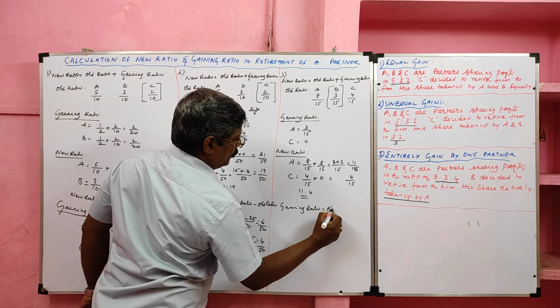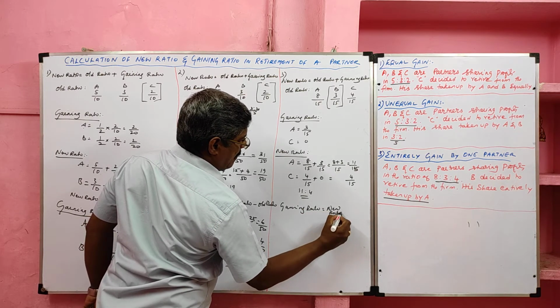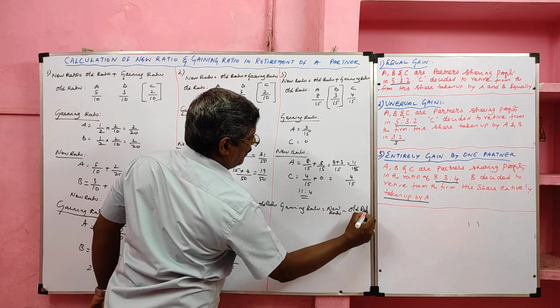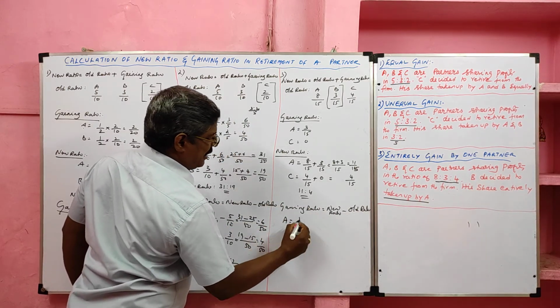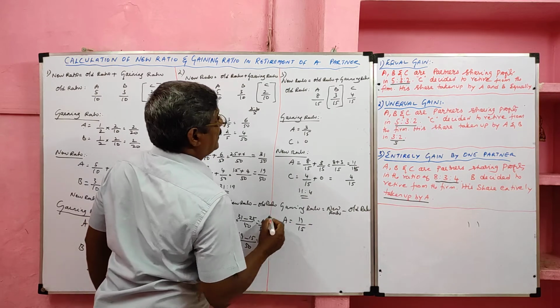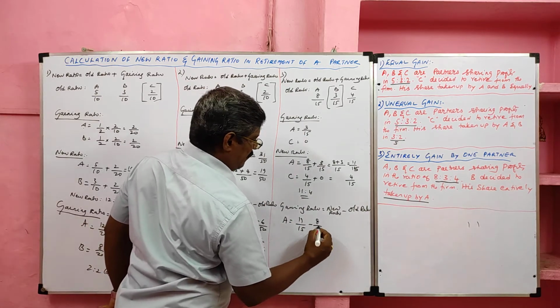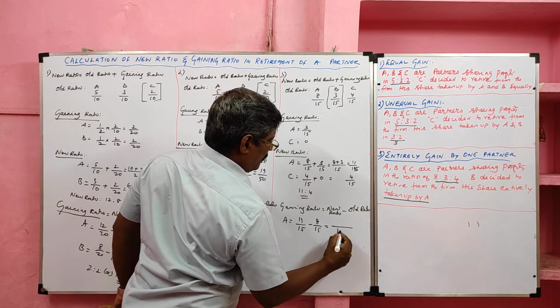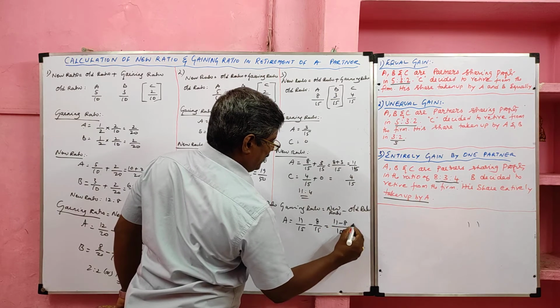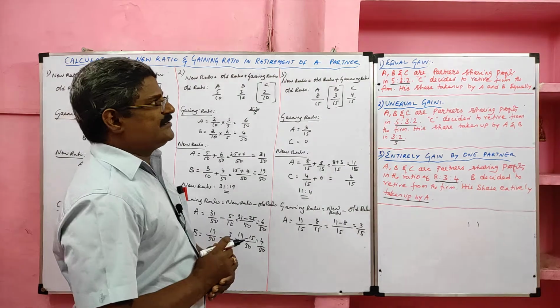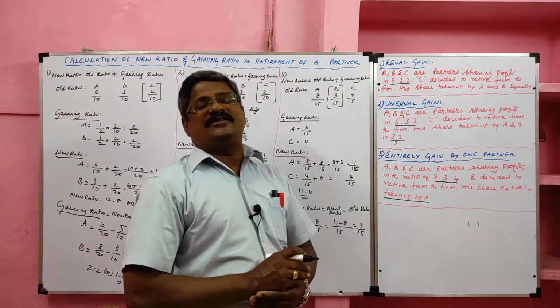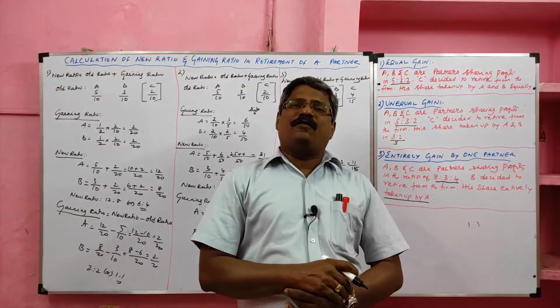Formula is new ratio minus old ratio. We have to find gaining ratio only for A. A's new share is 11 by 15 minus old share 8 by 15. Common denominator 15. 11 minus 8 equals 3 by 15. Students, there are 4 cases, of which we have now completed 3 situations. Let me see the 4th one now.